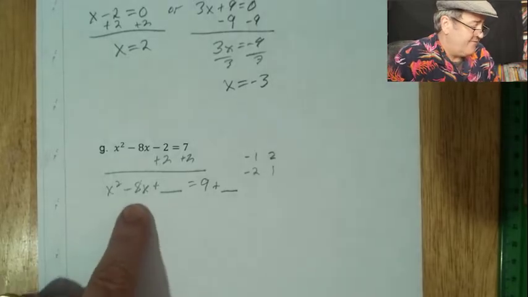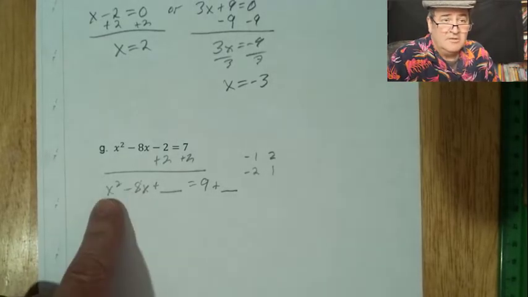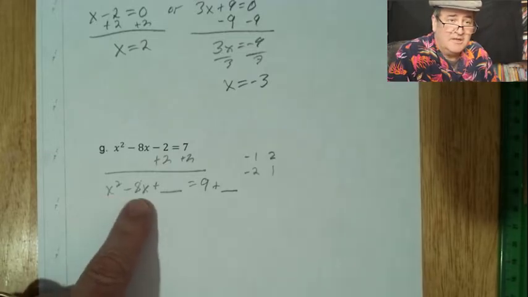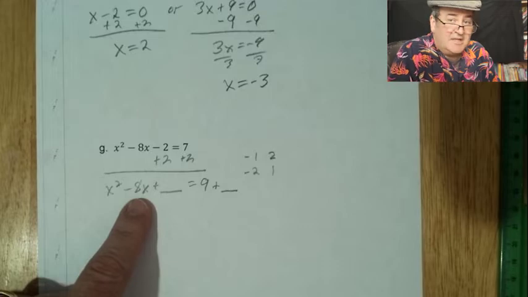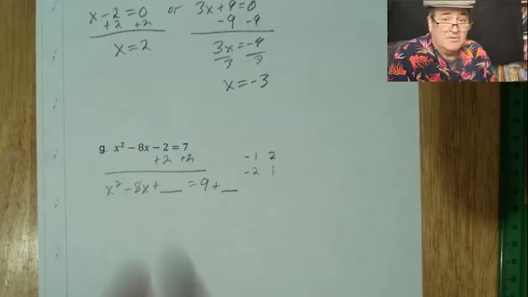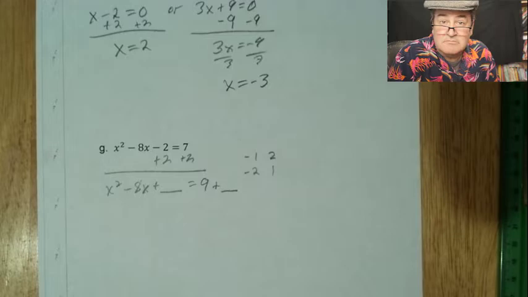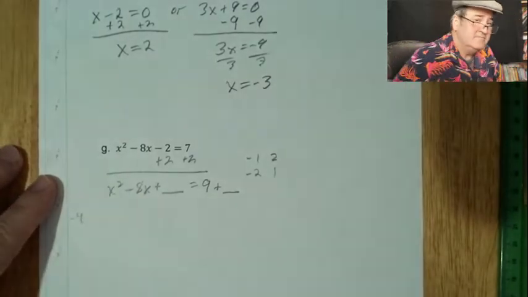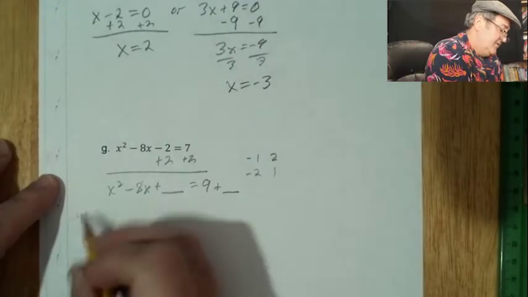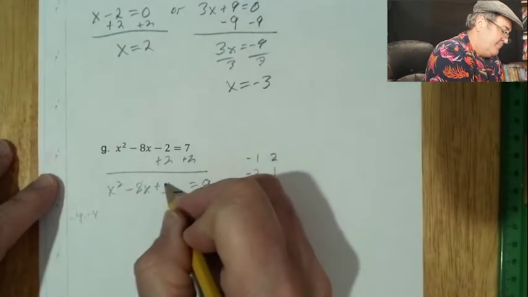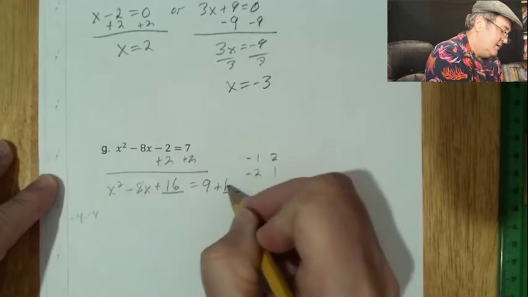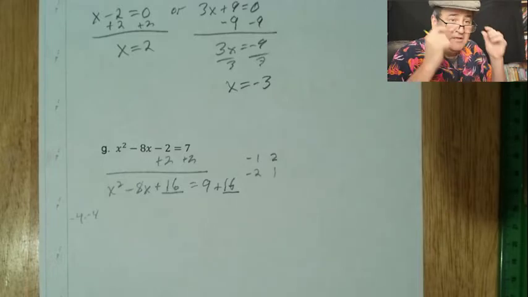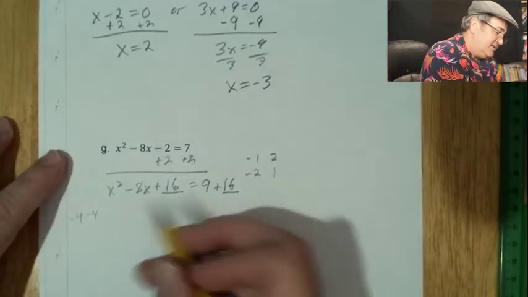So we have to find out which number. This is just a coefficient of 1, so we don't have to worry about multiplying by whatever's in the front. We need the number that when we cut that in half and multiply it by itself would be that number. So what number do we need to put there? Well, if we take -8 and cut it in half, it's -4. So -4 times -4 is a positive 16. Positive 16 makes that a perfect square.